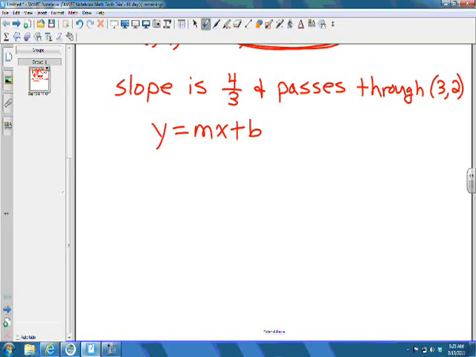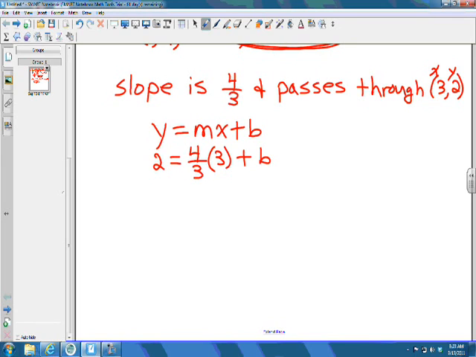So, do we know what a y is? Do we have a y we can plug in? Do we know what a slope is? How about an x? Do we know b? No. So b is what you have to find here. So remember, this is your x, and that's your y, and there's your m. So just plug them in. So 2 equals 4/3 times 3 plus b. So b is the only thing you don't know. That's the only thing you need to find.